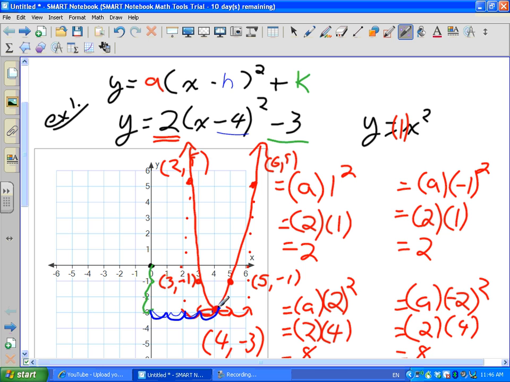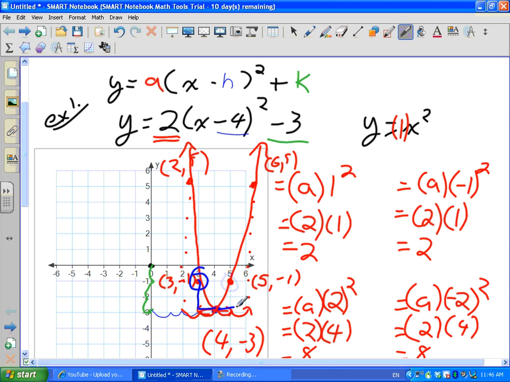Now that we've drawn this vertex, we've got to talk about a. A was a positive number, so we know the parabola was opening upwards. And it was 2. So what that means is this parabola is actually thinner than our original one. It is stretched by a factor of 2. That's what we call it, okay? So normally we go over 1, up 1. In this case, because we're stretched by a factor of 2, we go over 1, up 2. Here's one of the points. Then we go over 1, up 2. Here's another one of the points.